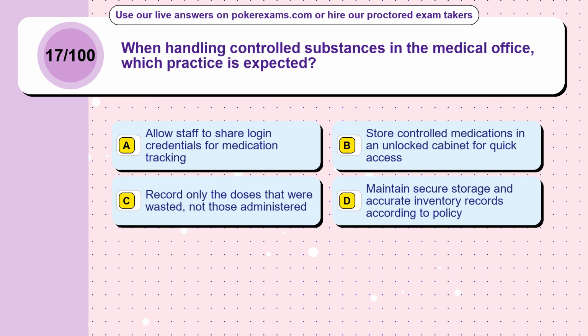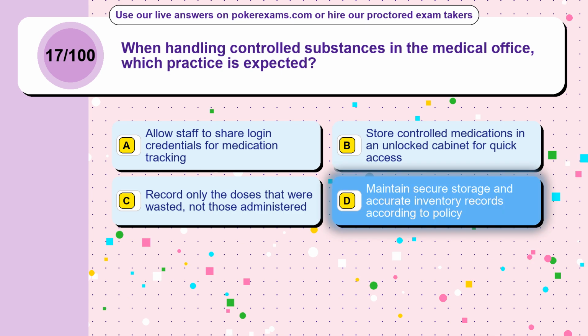Question 17. When handling controlled substances in the medical office, which practice is expected? Option A. Allow staff to share login credentials for medication tracking. Option B. Store controlled medications in an unlocked cabinet for quick access. Option C. Record only the doses that were wasted, not those administered. Option D. Maintain secure storage and accurate inventory records according to policy. The correct answer is option D.